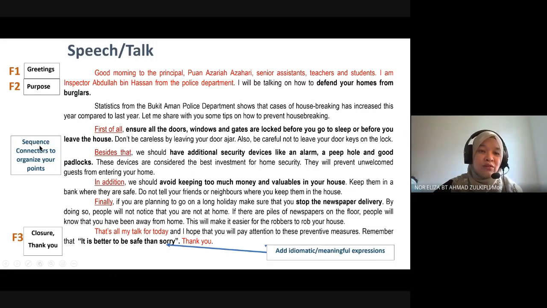Again, can you see that I've got sequence connectors also? Why do you need sequence connectors? Again, because to organize your points, right? First of all, besides that, in addition, finally.